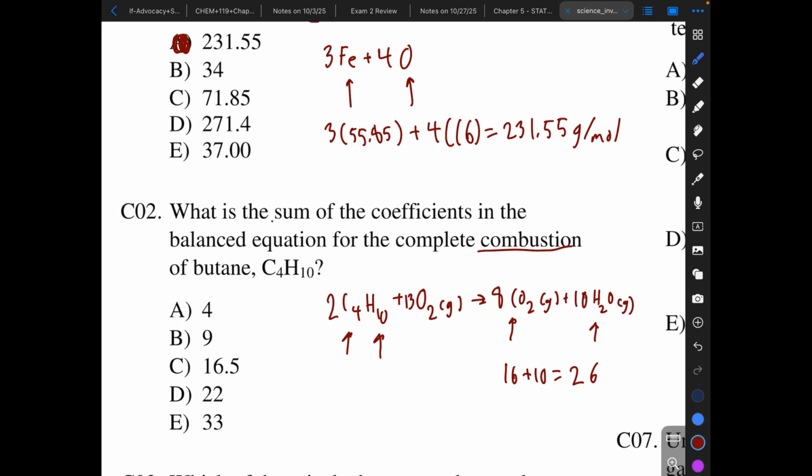We have an equal number of atoms on both sides. Now, the question is asking us to add up the coefficients. That's simply 2 plus 13 plus 8 plus 10. That would be 33. So the answer to number 2 is going to be E.